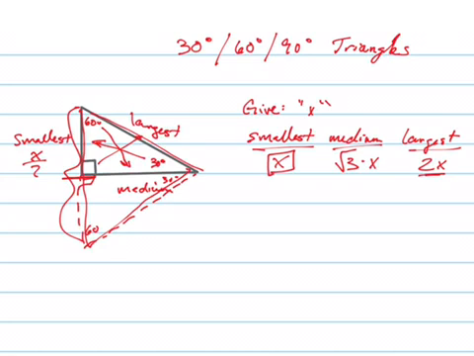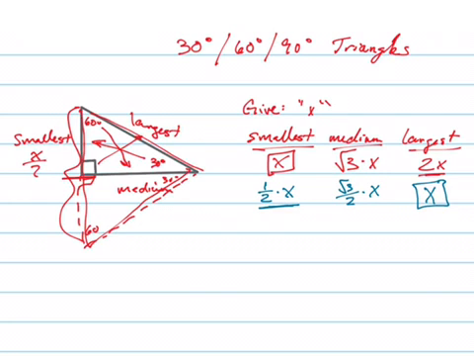If they give you the largest side as x, so now we're saying this is x. If that's your x, then what would the smallest side be? What's the relationship between the largest and the smallest side always? It's half. It's always a half, so it would be 1/2 times x. And what's the medium side going to be? It's always the smallest side times square root of 3, right? So it's square root of 3 over 2, which is like 1/2 times the square root of 3 times x.